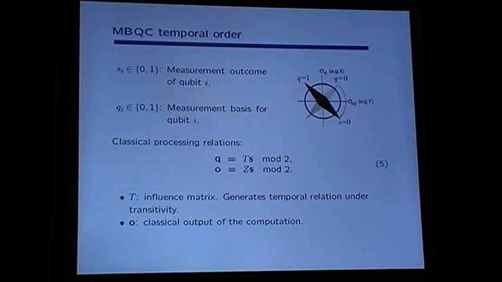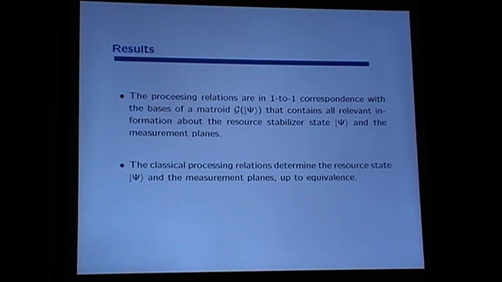So first, I should explain to you what those processing relations are. I have discussed those objects before. This is the vector that contains all the choices of bases. This is the vector that contains all measurement outcomes. And this matrix T here is the influence matrix that contains all information about temporal order. Okay, and similarly we have a relation for the classical output of the computation that's also linear. So what we have found is that the processing relations, if properly extended, are in one-to-one correspondence with the bases of a certain matroid that encompasses all the information about the resource state and the measurement planes. And the other result that we have is that the classical processing relations by themselves determine everything that we need to know about the resource state and the measurement planes.